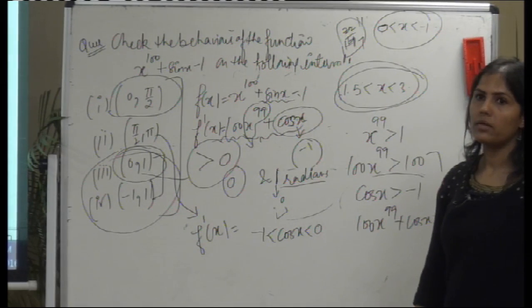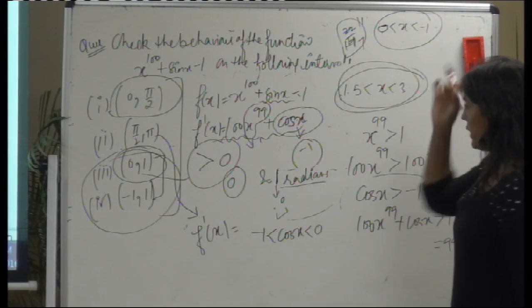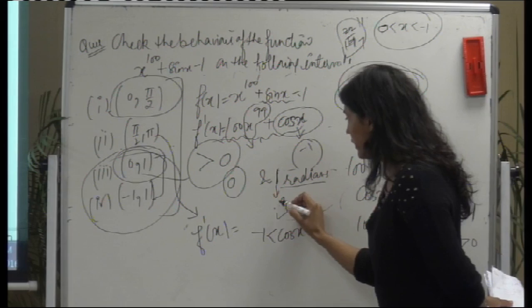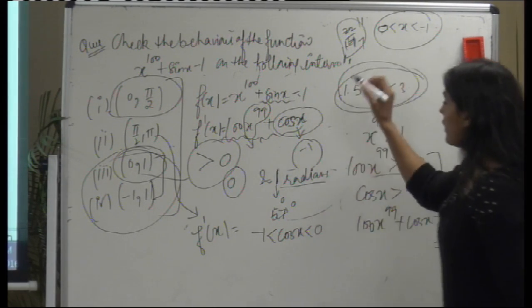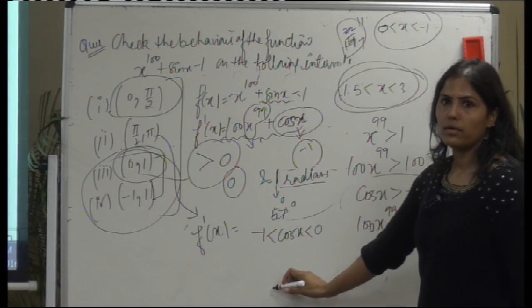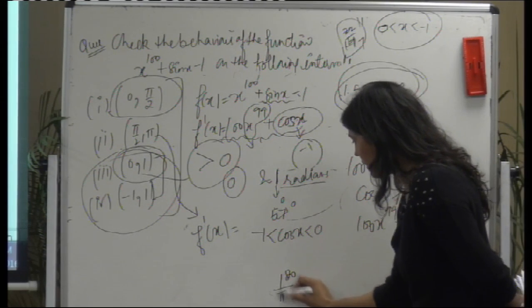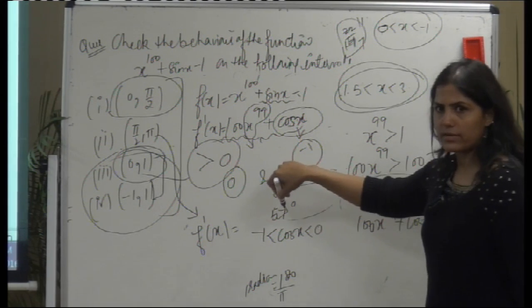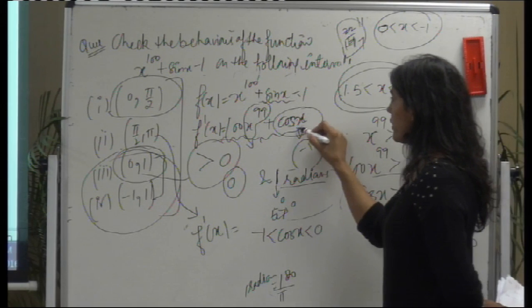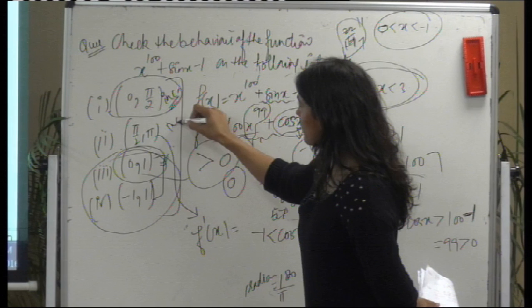1 radian is equal to how many degrees? 57 degrees something. How do you get it? You know the formula: 1 radian is equal to 180 by pi degrees. So it lies in the first quadrant, where cos is positive. This is positive, so in 0 to 1 the function is positive, increasing everywhere.